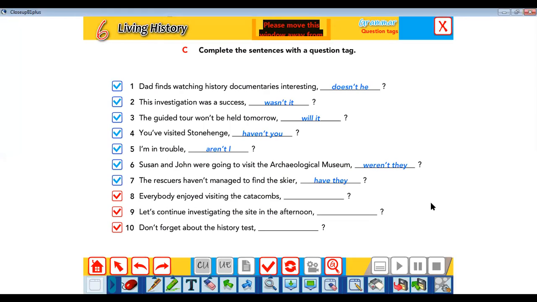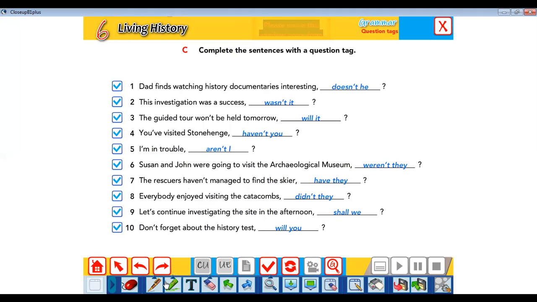Yes. You can answer number 8. Maybe it will be did they. Very good. It will be didn't they, not did they. Why? Because we have here enjoyed, the positive, and you will change it into negative. Yes, number 9. Shall we? Yes, very good. Let's, it will be shall we. And the last one, don't forget, it will be will you. Very good.